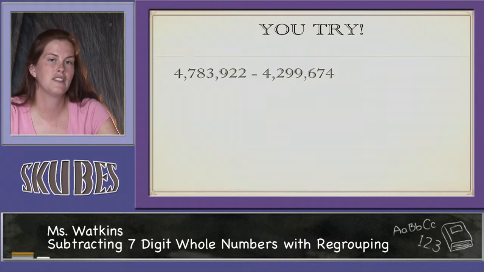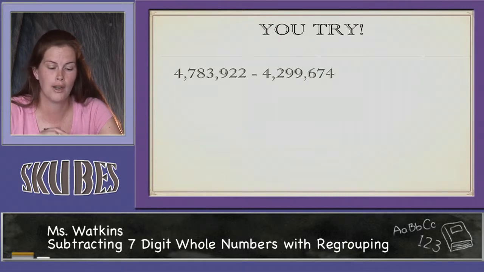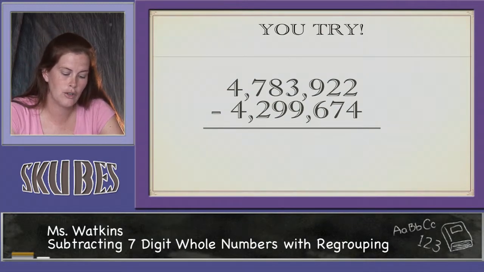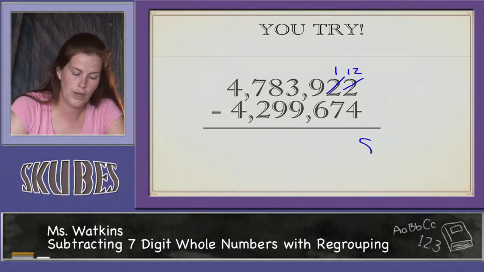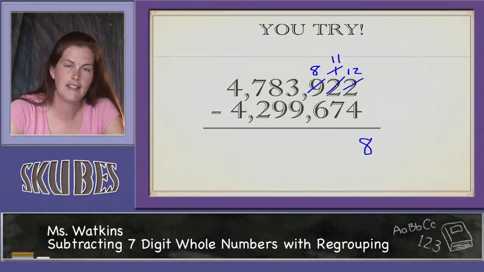All right, our next problem is 4,783,922 minus 4,299,674. All right, once we have stacked them vertically, we can begin. We need to already start regrouping. So this 2 becomes a 1 because we're borrowing a tens, and this 2 becomes a 12. 12 minus 4 equals 8. Now regroup again. This 9 becomes an 8, and this 1 becomes an 11. 11 minus 7 equals 4.